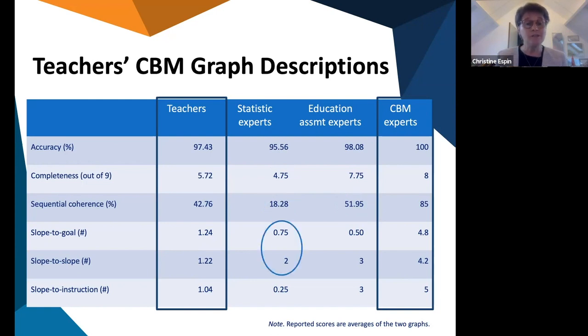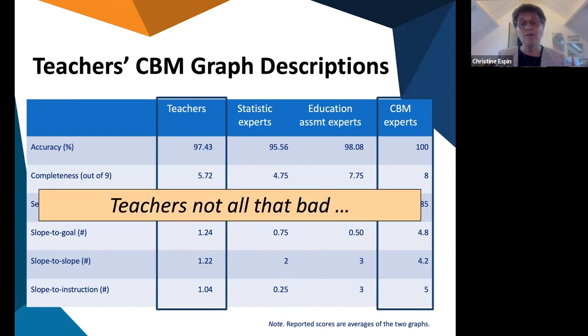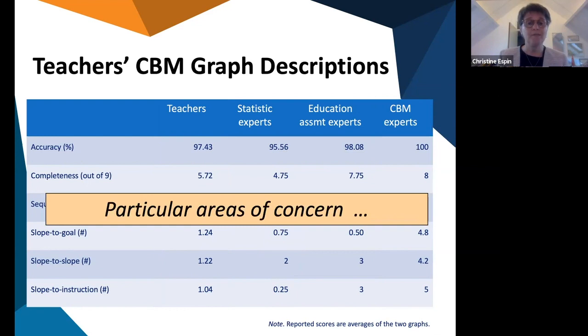And finally, if we look at the number of slope to goal and slope to slope comparisons, we see that teachers made about as many of those comparisons as the statistics experts, and more slope to instruction comparisons. So teachers were more likely to compare the data to instruction than the statistics experts. So if we take all of these data into account, we might say, well, teachers were not all that bad. But there were particular areas of concern.